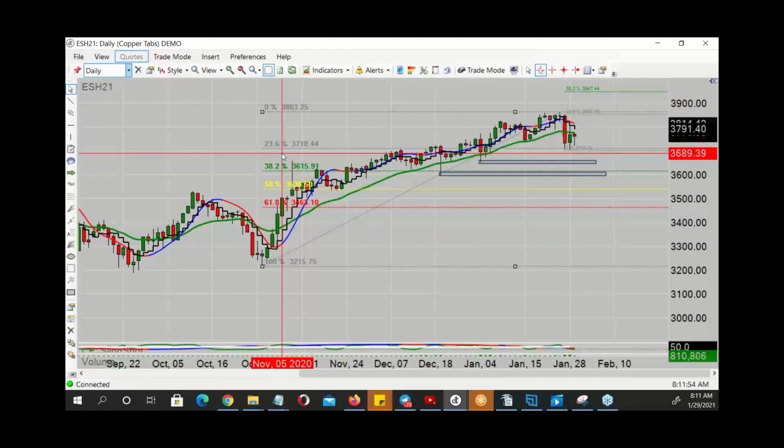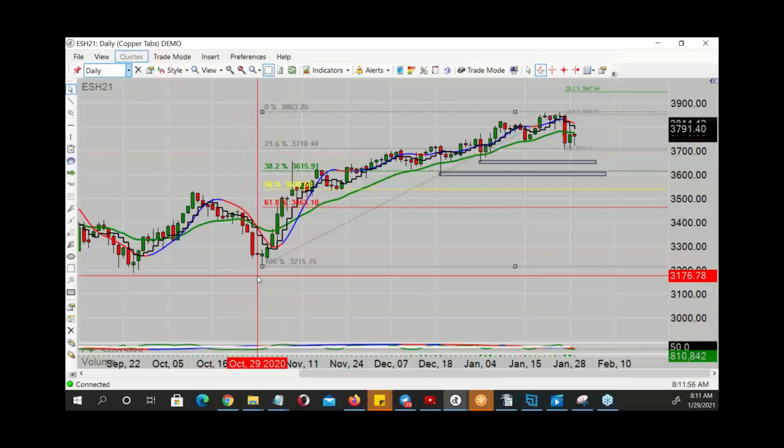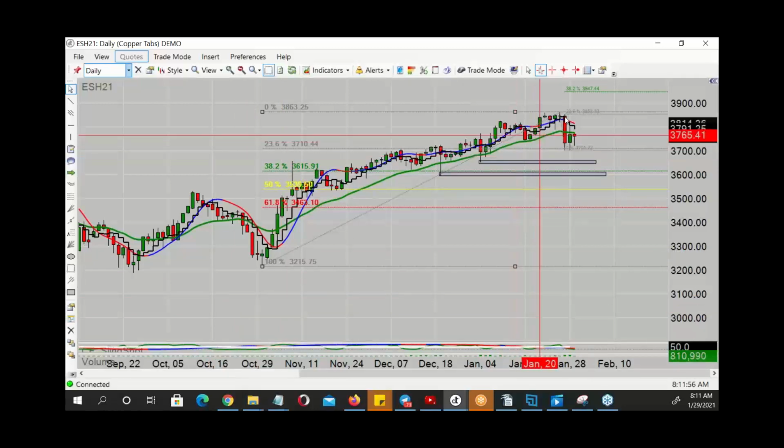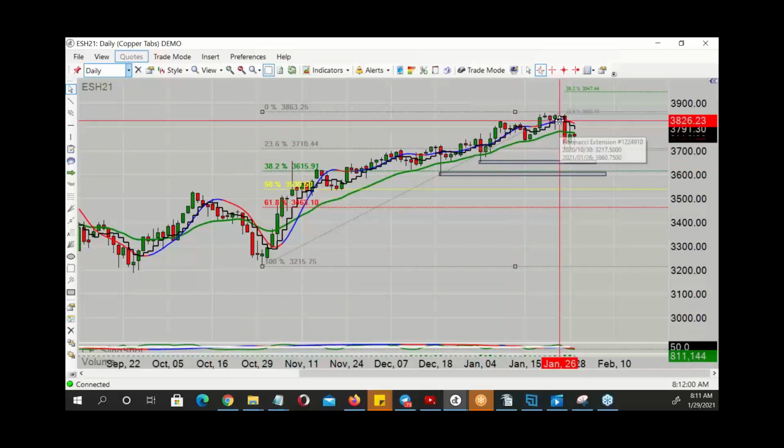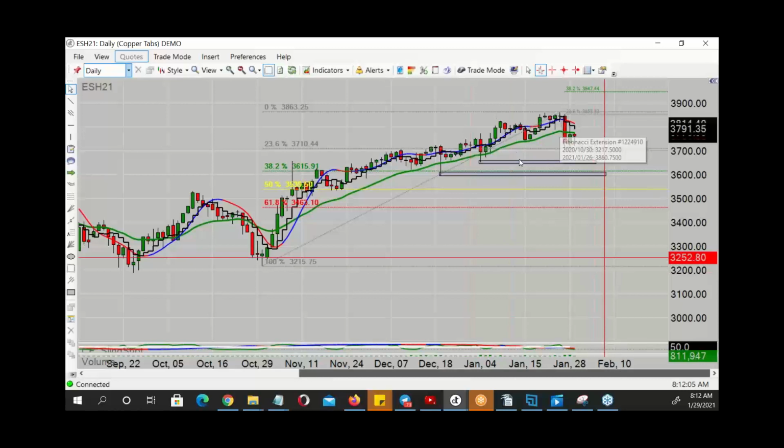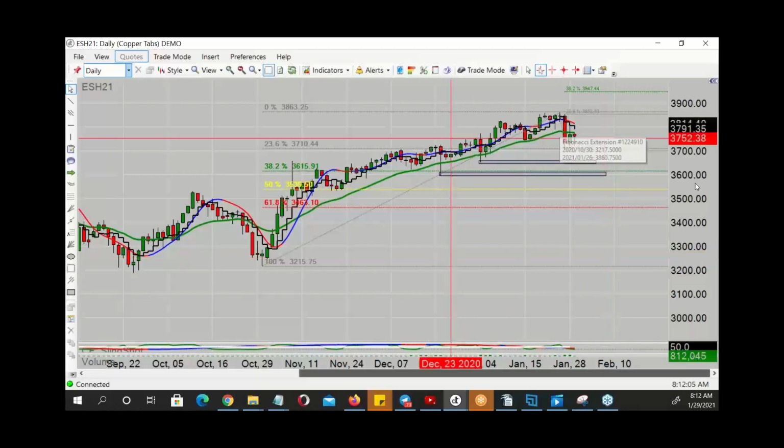Now you have to remember, fibs are an area. If you're just a little bit off on the low and a little bit off on the high, it doesn't matter because fibs are an area. You can see that those daily candles spiked the 24 fib by just a little bit.